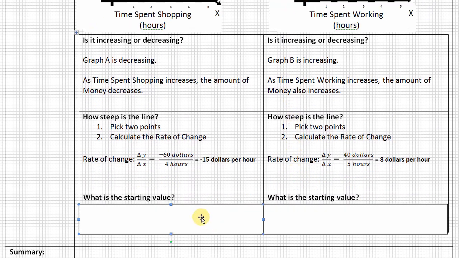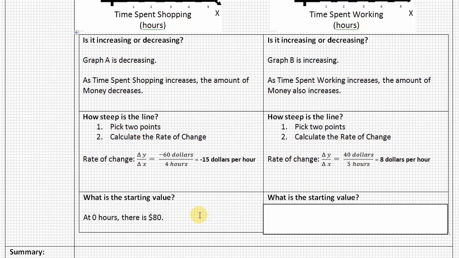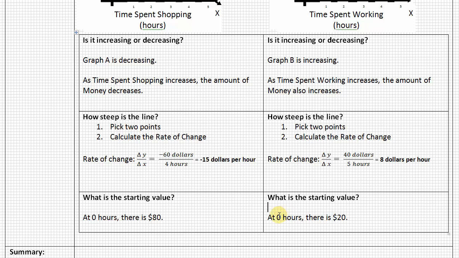So let's take a look. For graph A, at 0 hours, there's $80. So $80 is the starting value. For graph B, at 0 hours, there's $20. So 20 is our starting value.